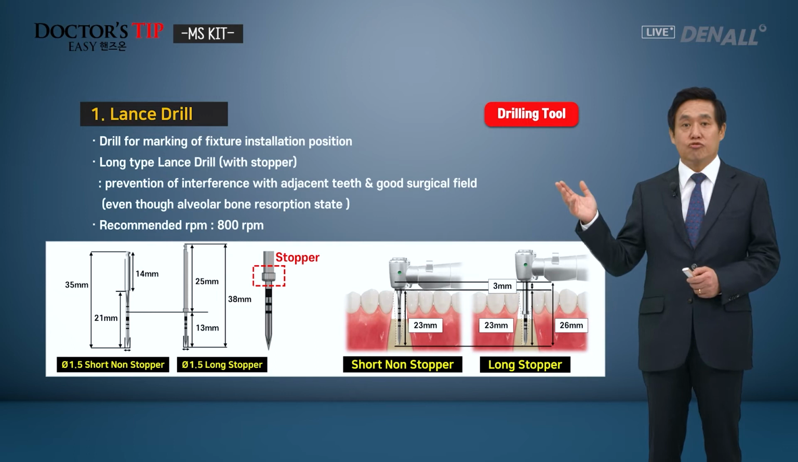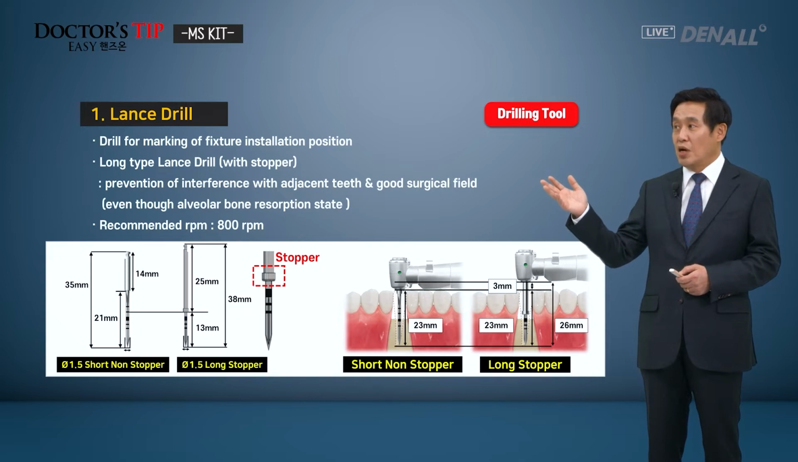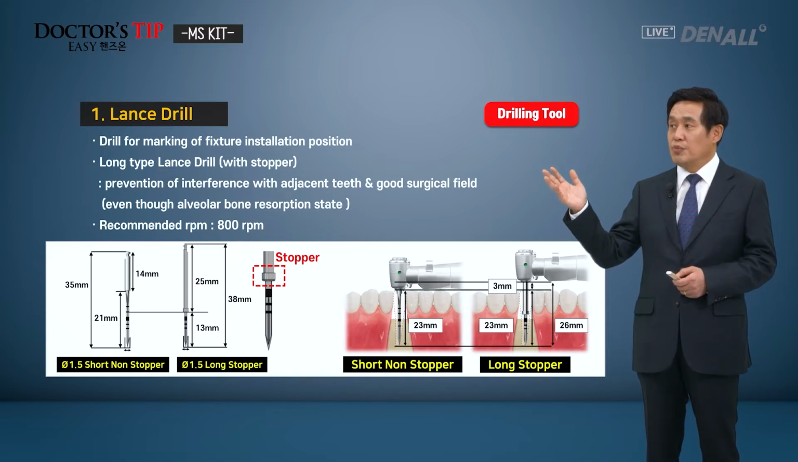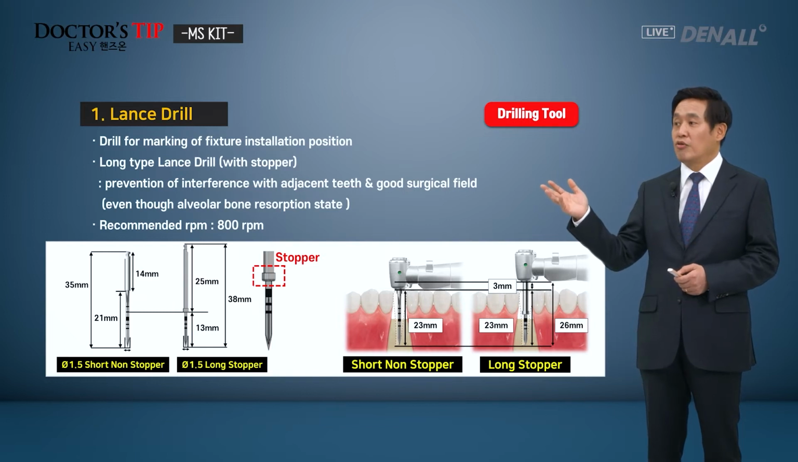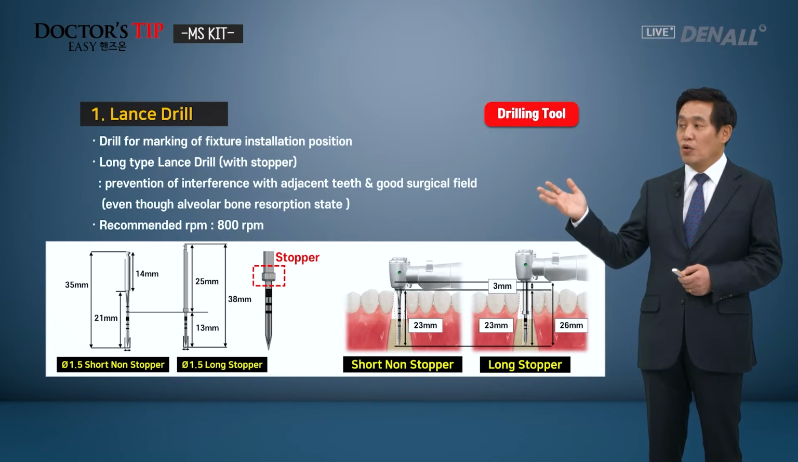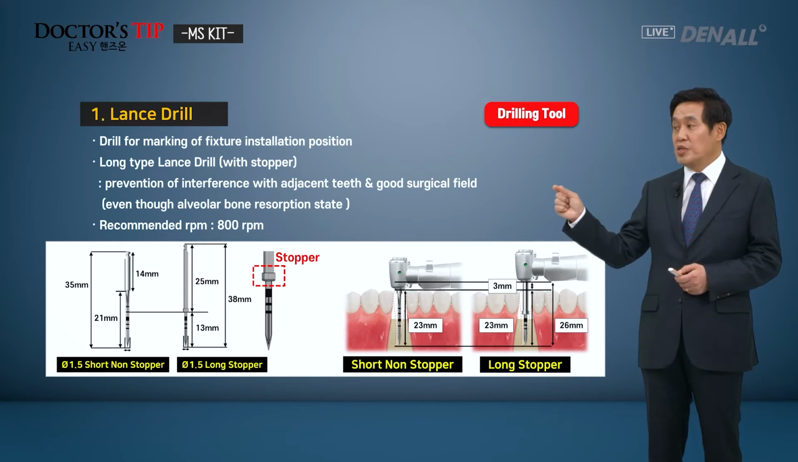And I will now talk about the drilling tool. First is the lens drill. As you are familiar with this, to place the implant, you use this for positioning and marking. And for lens drill, you have a long type lens drill with stopper. So if you push in the lower anterior, if there's not much space, it can have interference with adjacent teeth and drilling might not be possible.